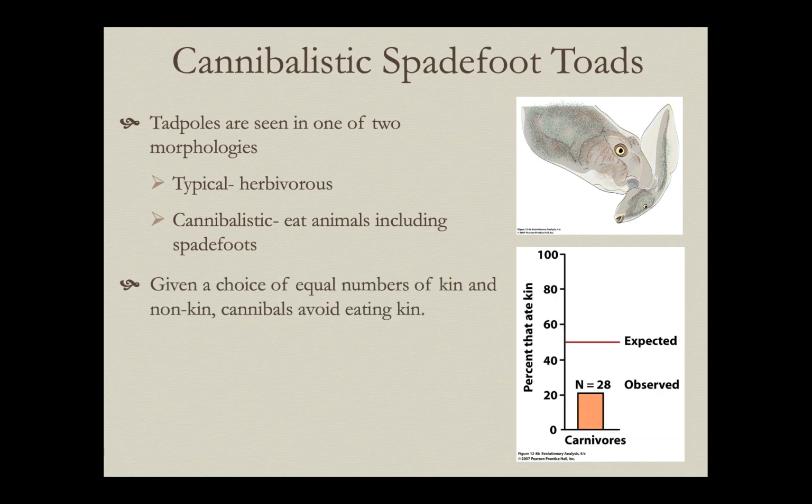And when experimentally raised in a situation where there's an equal availability of tadpoles of the same age that are related to you and non-related to you, if they're raised in a situation where food is not really common and they develop into the cannibalistic forms, you don't see individuals eating other individuals at random. They preferentially eat individuals that are not their relatives. They're avoiding eating their kin. So they only ate their kin about 20% of the time. So they're more likely to eat non-related individuals than related individuals.